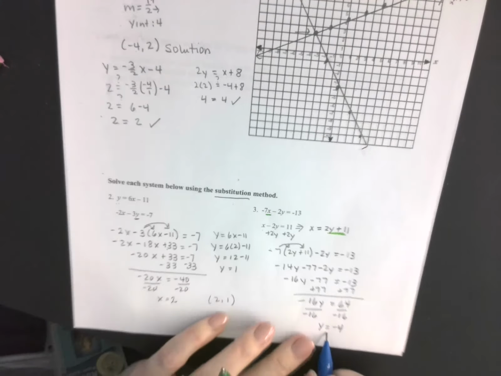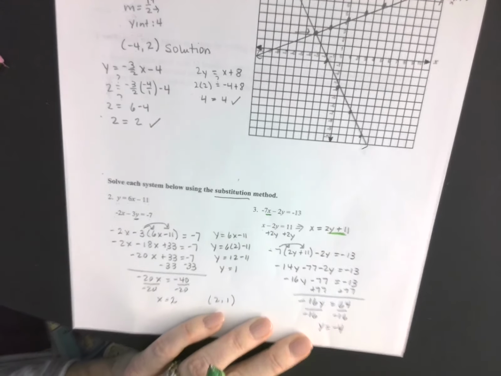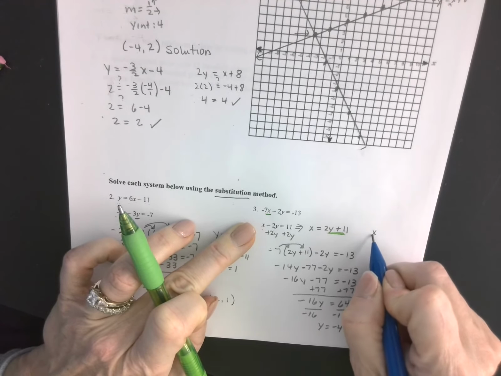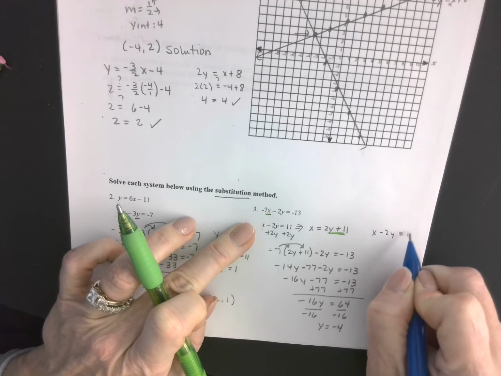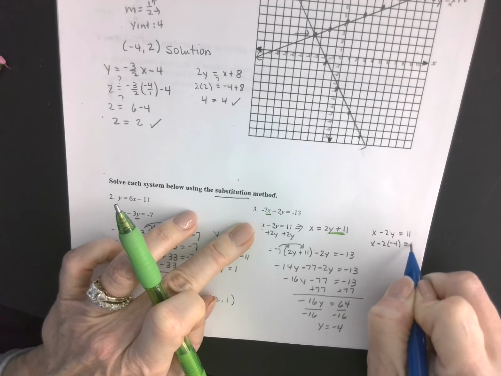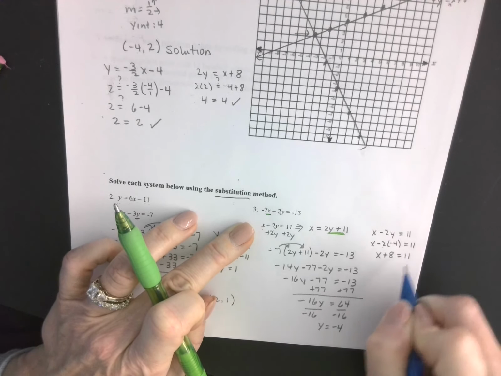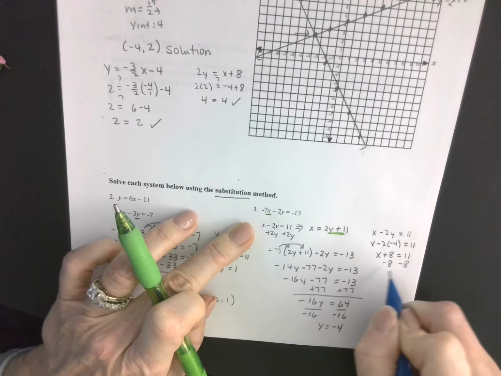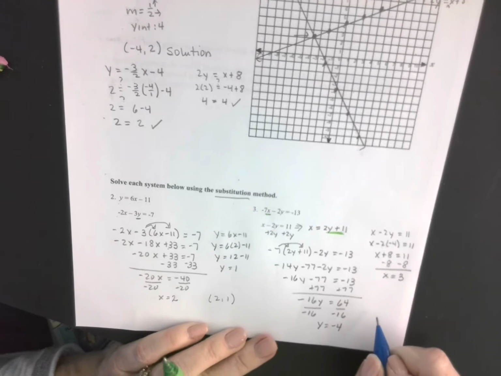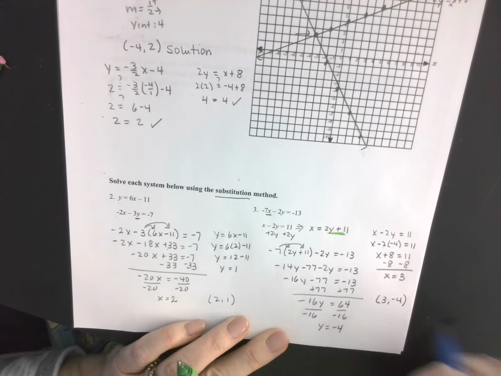Now we're going to take y is equal to negative 4, and we can substitute it into either equation to solve for x. I'm going to pick this one here. So x minus 2y is equal to 11. X minus 2 times negative 4 is equal to 11. Negative 2 times negative 4 is positive 8, so x plus 8 is equal to 11. Subtract 8 from both sides, we get x is equal to 3. So our solution for number 3 as an ordered pair would be 3, negative 4.